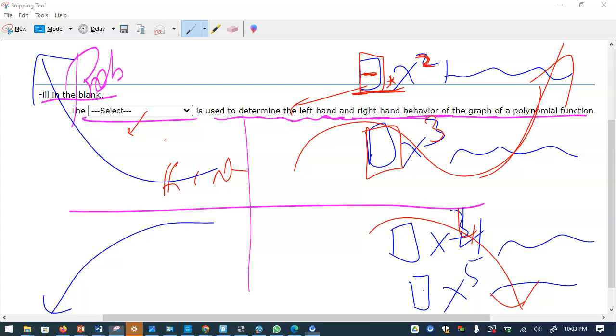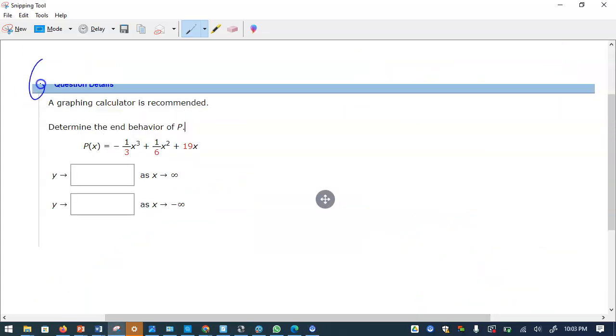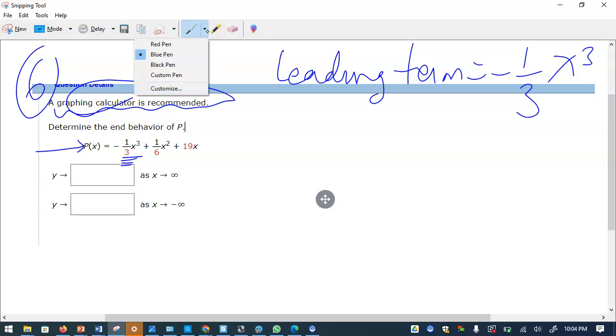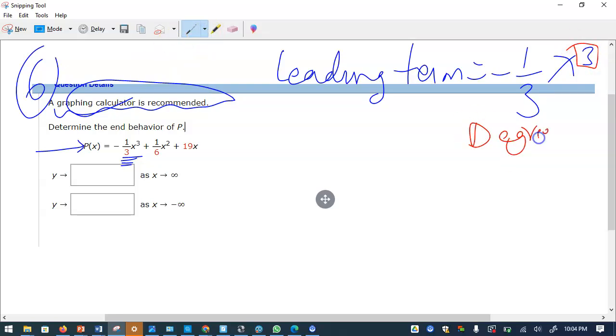So let's check the next one. In this question, even though they recommended that we use the calculator, we will not use the calculator. We can just decide by looking at it. Look at the leading term. Let me write this here. The leading term in this example is minus 1/3 x cubed. Now I want you to focus first on the degree. So this is the degree, right? The degree is 3. What is the meaning of degree 3?